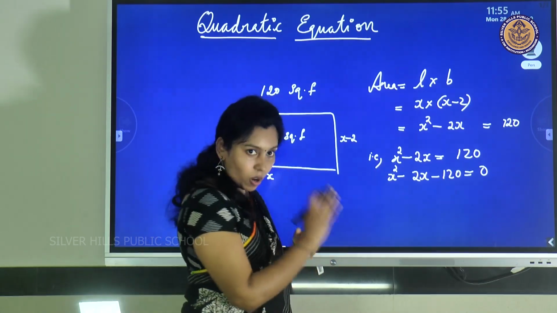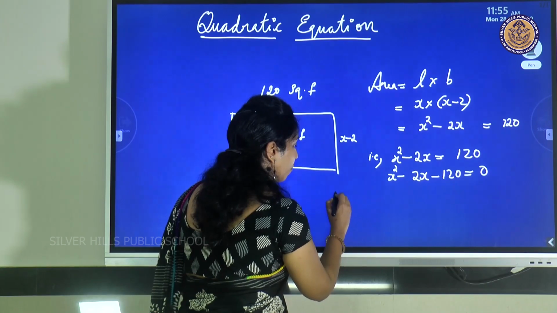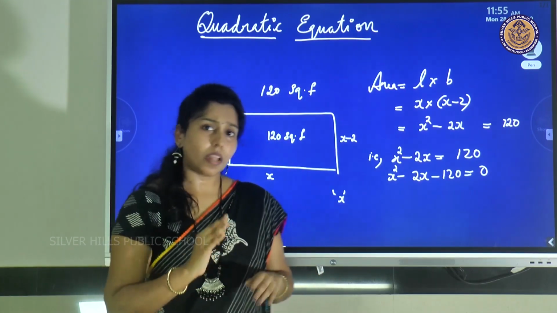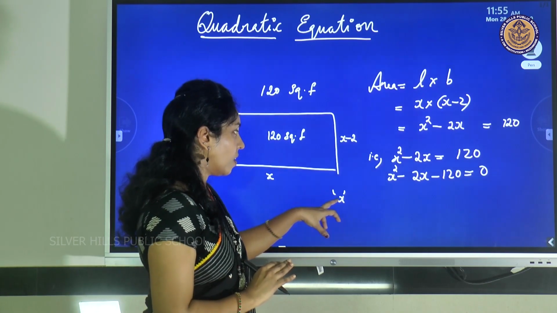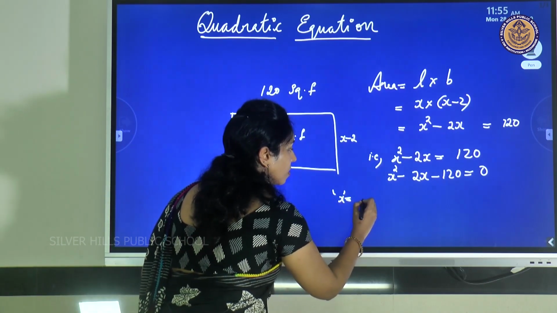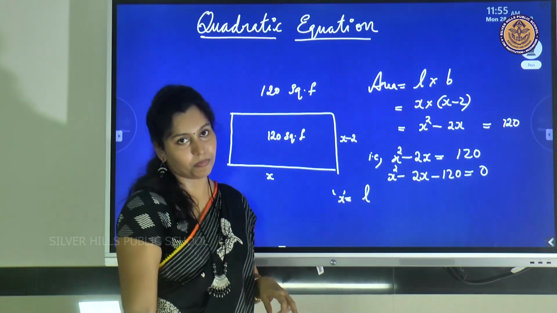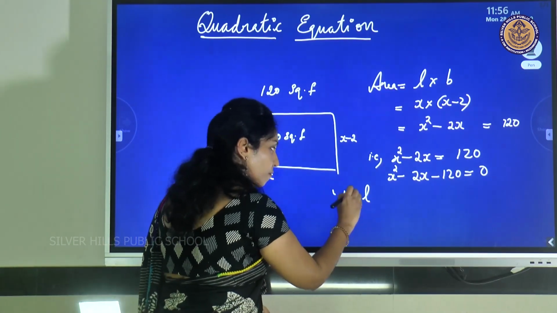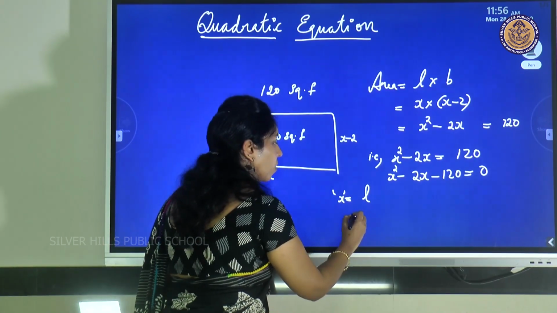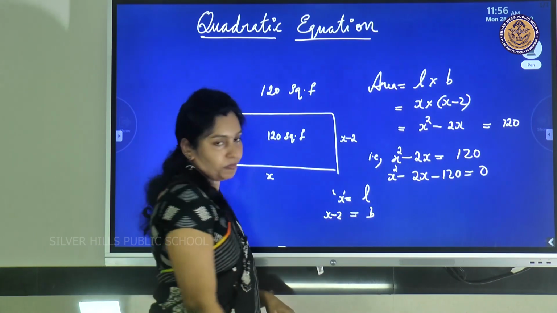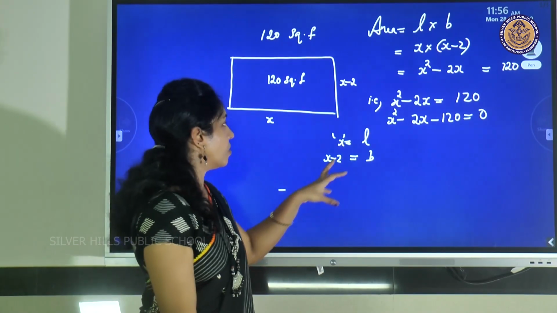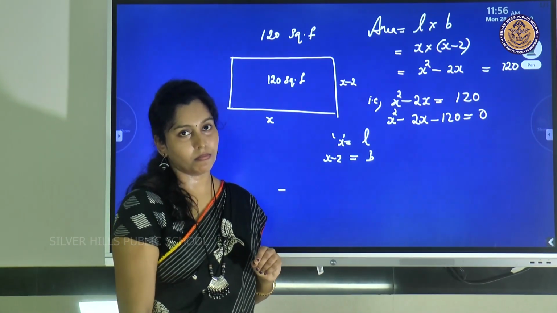Now, when you solve this, we will get the value of x. And those methods we will be discussing. If we get the value of x, what does that correspond to? This is our length L. And if L is available, how do we calculate the breadth? Breadth is x minus 2. And which gives you the answer.